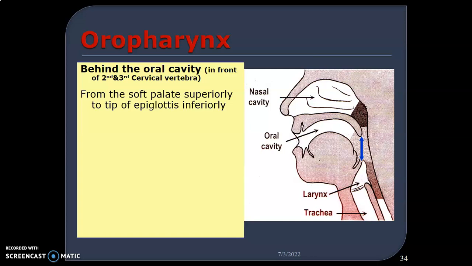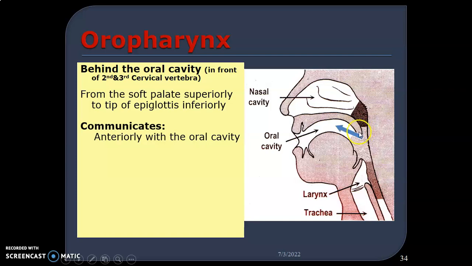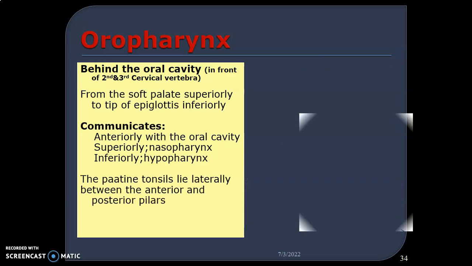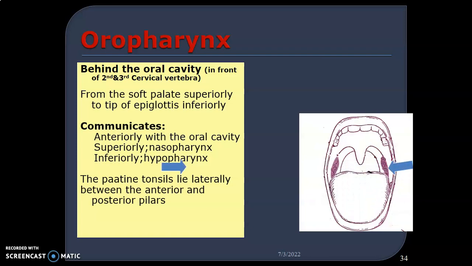What are the extents of the oropharynx? It's from the soft palate to the tip of the epiglottis inferiorly, and it communicates with the oral cavity anteriorly, with the nasopharynx superiorly, and with the hypopharynx or laryngopharynx inferiorly. The palatine tonsils usually lie in the oropharynx, between the anterior and posterior pillars.